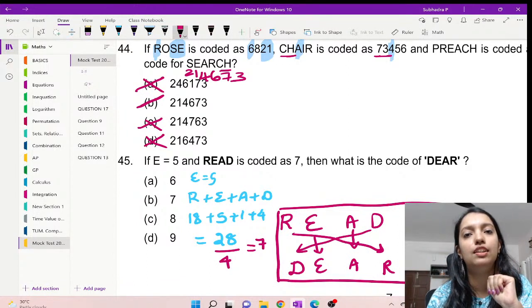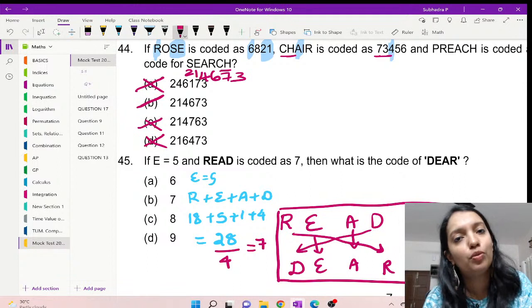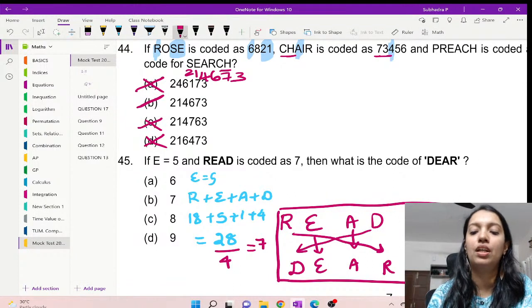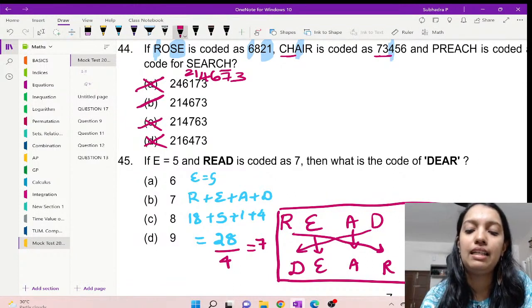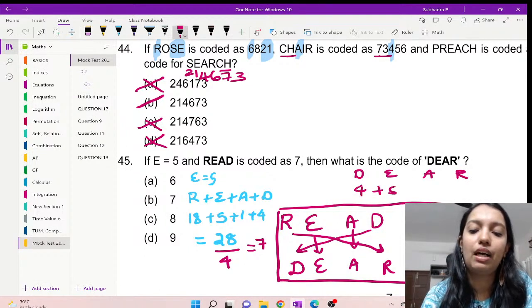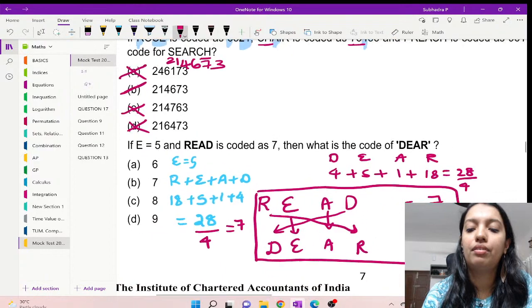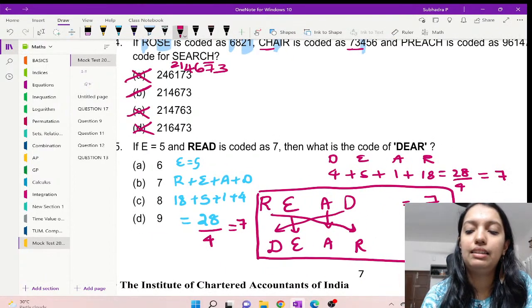Ma'am, how did you get this 4? How many letters are there in READ? 1, 2, 3, 4. So divide by the number of letters, you will get your answer as 7. So similarly, DEAR: 4 plus 5 plus 1 plus 18, you will get 28 divided by 4. You will get the answer as 7.